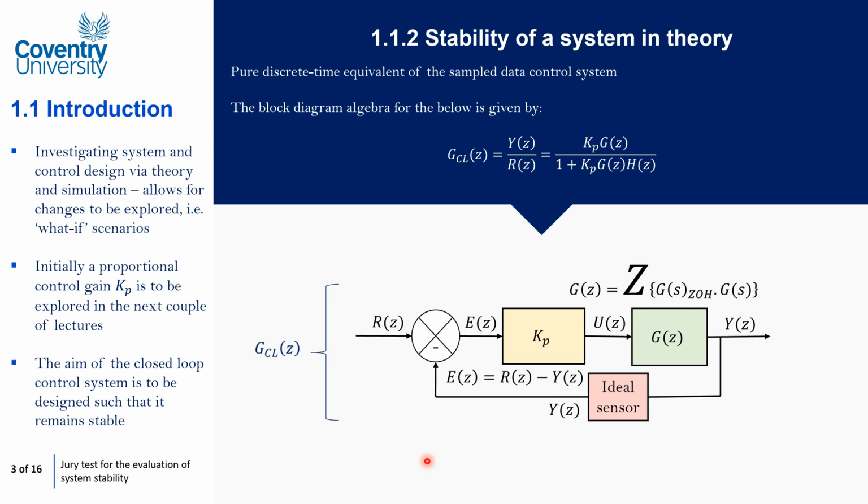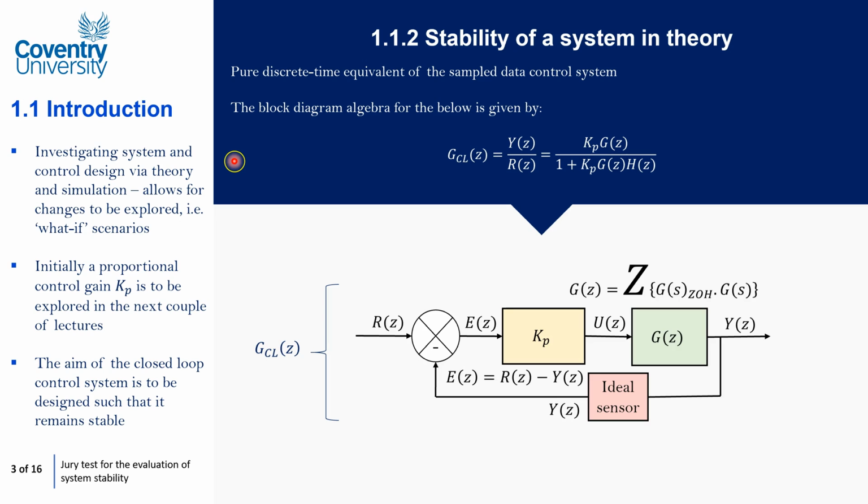So in terms of stability of a system, here I've got the pure discrete time equivalent of the sampled data control system, where we've got a proportional control gain in the feed forward. Here's our continuous system. Not continuous system, it's been discretized. Z transformation of this gives us G of Z, our discrete time representation of the continuous system, which is effectively just capturing information at every sample point. Here we've got an ideal sensor, so we've got negative unity feedback, our reference, and the error is formed by the reference minus the measured output. So G subscript CL is our closed loop transfer function, and it's given by this equation here.